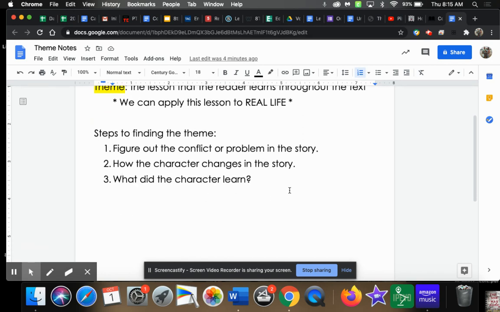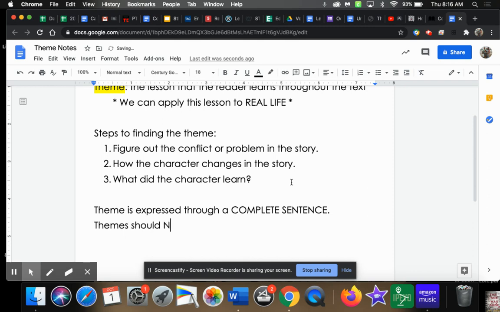One last thing, or 2 things. Theme is expressed through a complete sentence, and themes should not include character names.